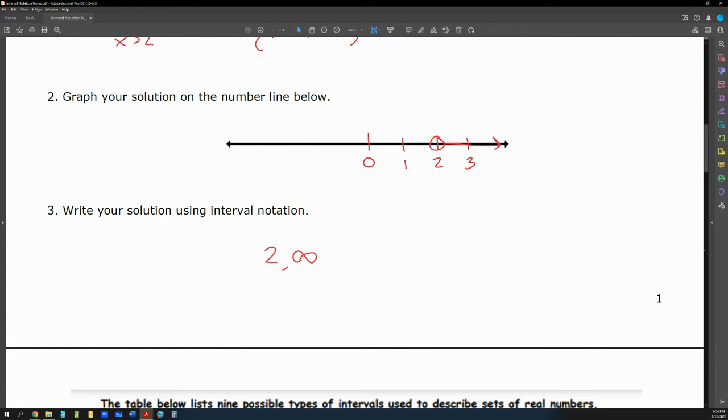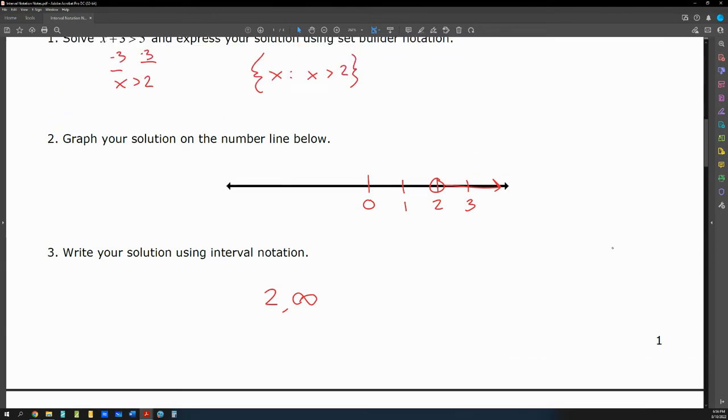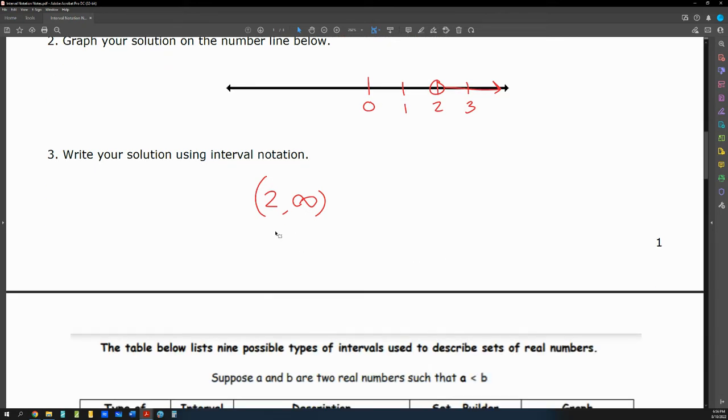It goes on forever. Now we have to figure out whether we're using parentheses or square brackets. So looking at this inequality or the graph, do we want to include 2 in our interval? No, we do not. So we're going to use parentheses. Likewise, for infinity, we know that we use parentheses always for infinity and negative infinity. So using interval notation, we have from 2 to infinity.